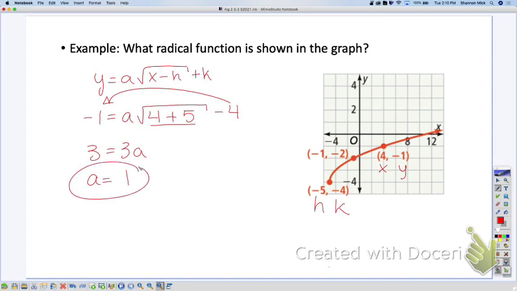And if a equals 1 and h and k is this, my equation is y equals the square root of x plus 5 minus 4. So remember, don't worry about the negative if it's reflected, because the math will come out negative for that a. That was the last example. We got through that.